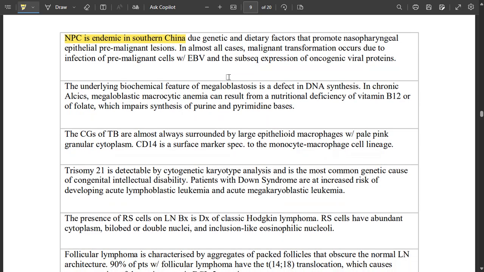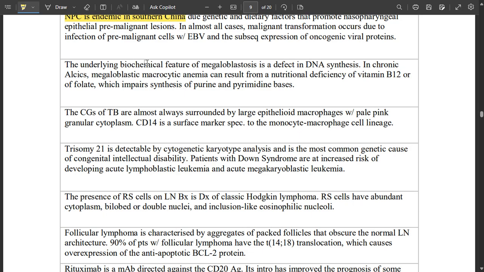and therefore lead to nasopharyngeal carcinoma. The underlying biochemical feature of megaloblastosis is a defect in DNA synthesis. So defective DNA synthesis is the core cause of megaloblastic anemia.